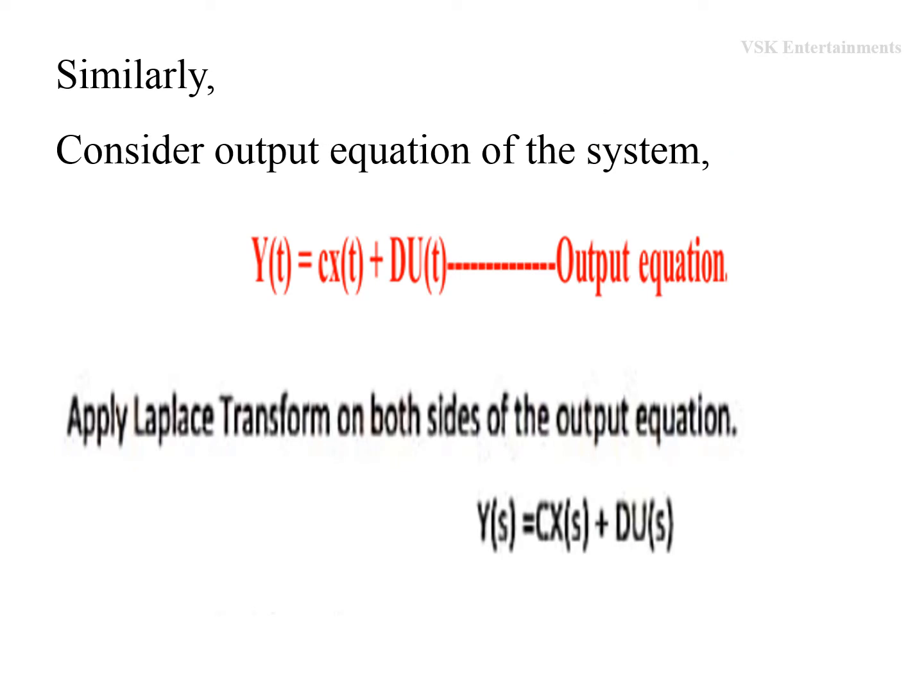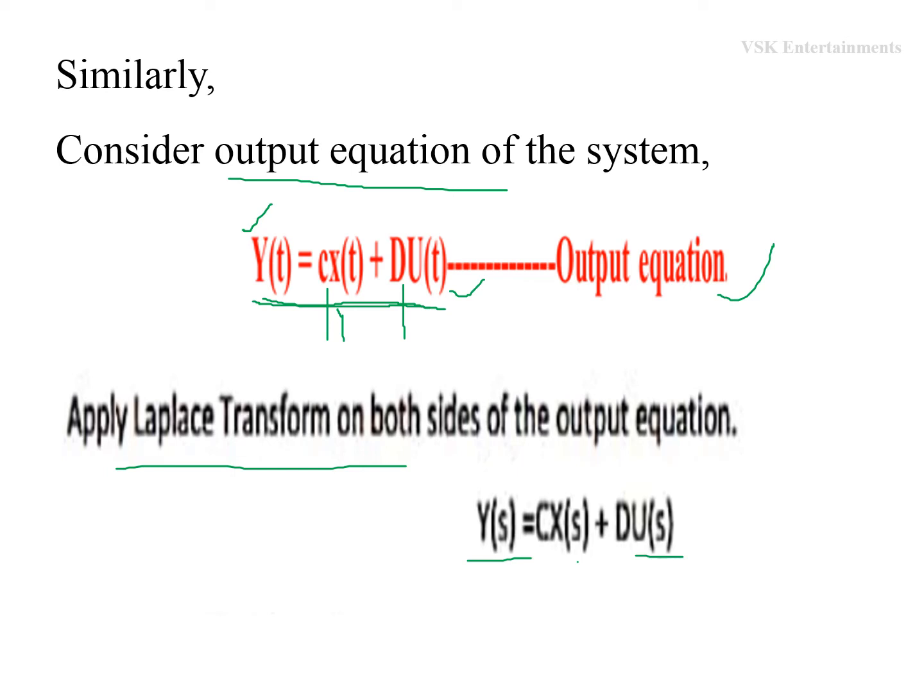Similarly, consider the output equation of a given system, that is y of t is equal to C into x of t plus D into e of t. For this equation also, apply the Laplace transform on both sides. By applying the Laplace transform, we are getting the Laplace transform of y of t, which is y of s, and C is the constant matrix, so C into the Laplace transform of x of t, which is x of s, plus again D is the constant, and the Laplace transform of e of t is e of s. This is the output equation after applying the Laplace transform.